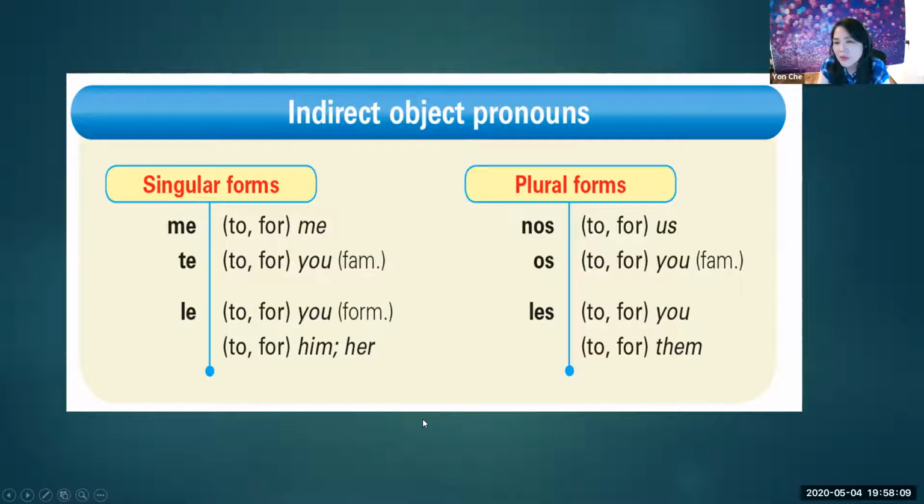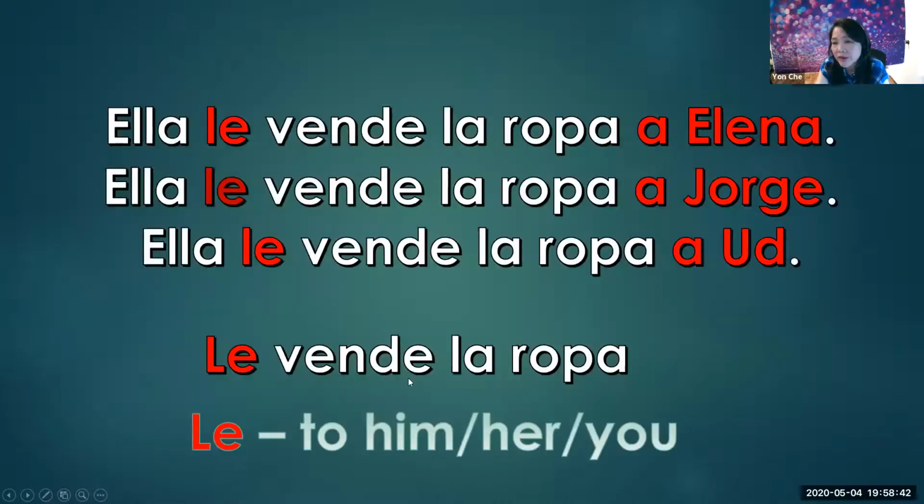So you might ask, then, Professora Che, if I were to translate a sentence that has le, how do you know what the correct translation is? It can be to you, to him, to her, to you guys, and to them. Well, you gotta look at the context. You gotta look at the words around the sentence to know who le is being referred to. So let me give you some examples here.